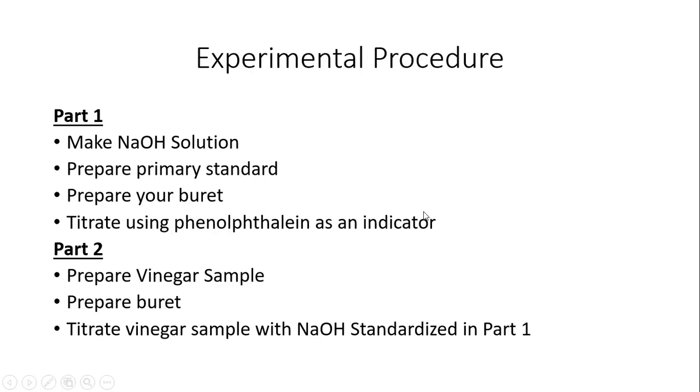So what's the procedure? First, we're going to make a sodium hydroxide solution. We're going to prepare a primary standard. And then we're going to prepare a burette and titrate using phenolphthalein as an indicator. And then in the second part of the experiment, we're going to prepare a vinegar sample and then prepare a burette and then titrate the vinegar sample with sodium hydroxide that was standardized in part one.